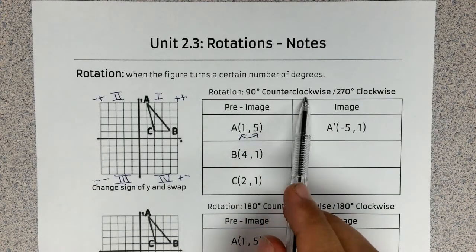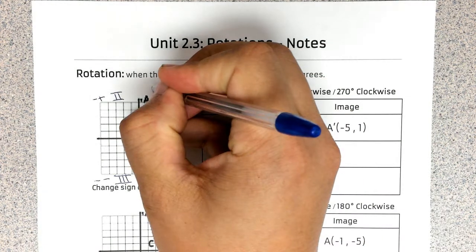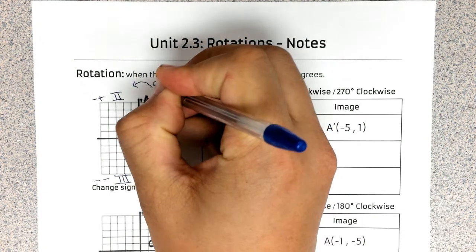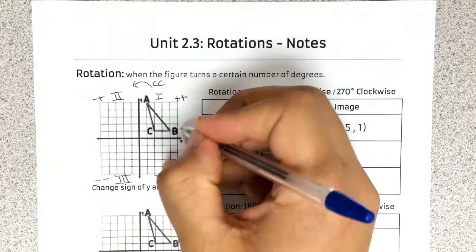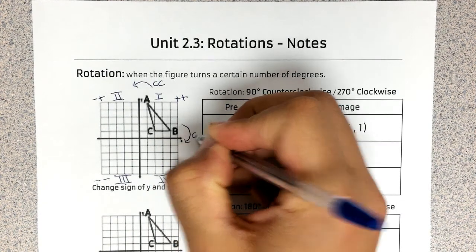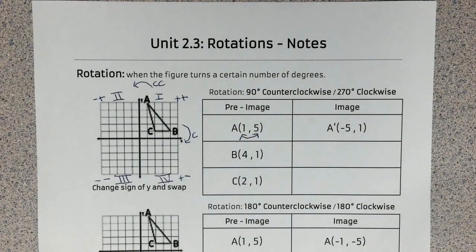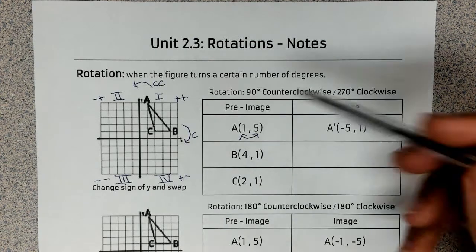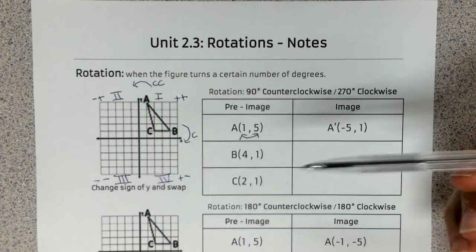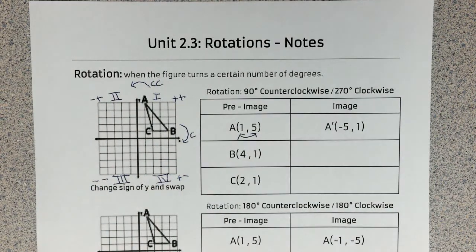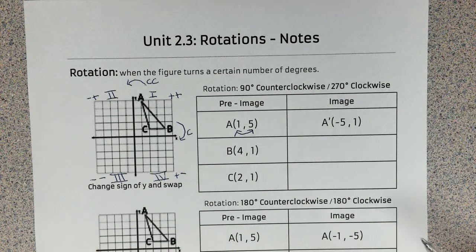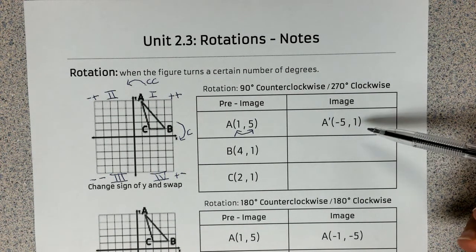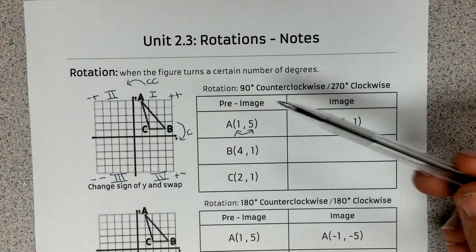So I'm going 90 counterclockwise. Well, we know counterclockwise is this way. That is counterclockwise. We know clockwise is this way because that's the way an analog clock moves, just like in our reference sheet. And so we're going to swap them, and then we are going to move accordingly.